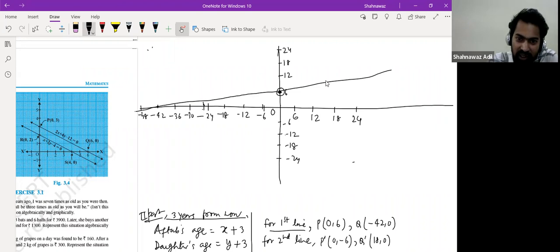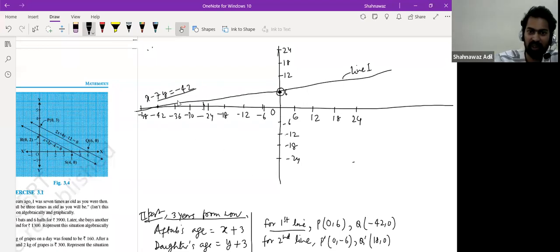And what is this line? Oh, I have omitted the equation. So what was the equation? Do you remember? Let's just say line 1: x minus 7y equals minus 42. Okay, so this was the line.